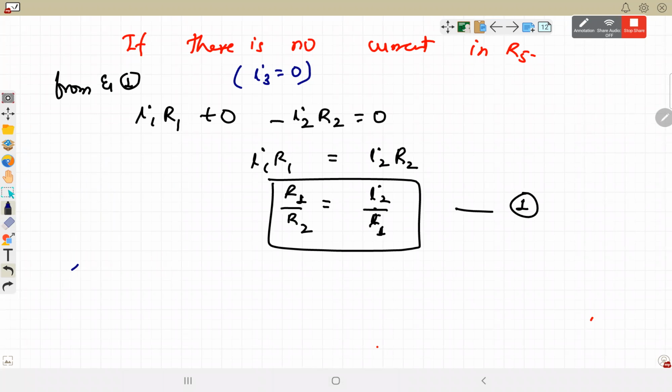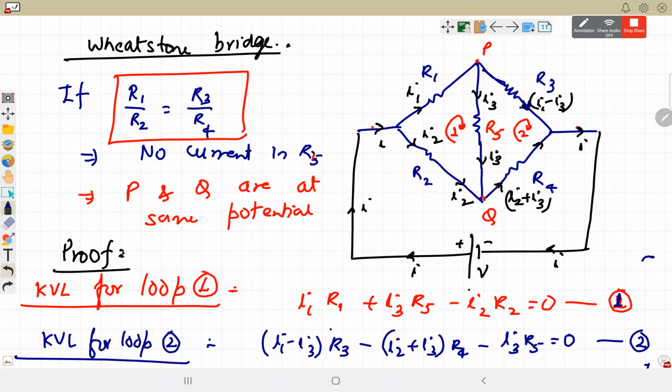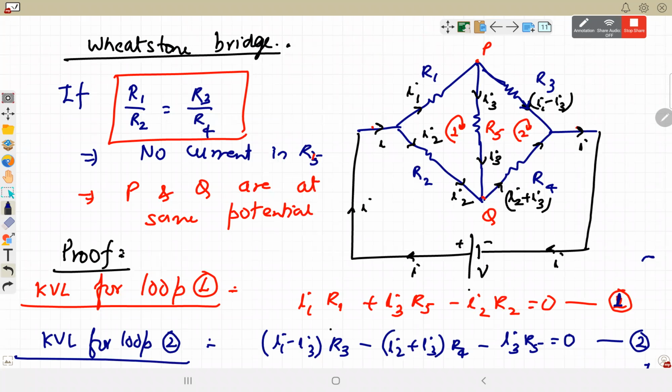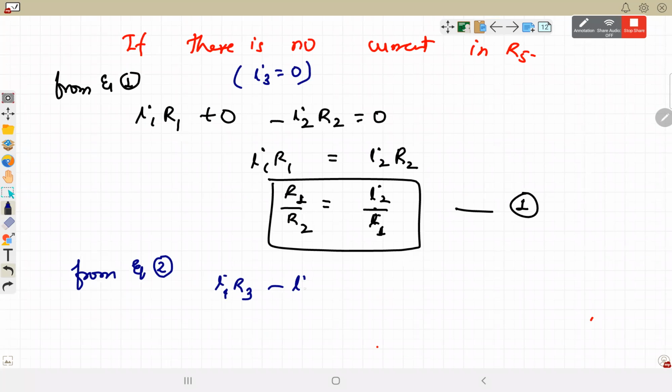From equation number 2, if you put I3 equal to 0, I1 minus 0, so that becomes I1 times R3. Second equation is I2 R4, so minus I2 times R4. This question often comes in the board exam.